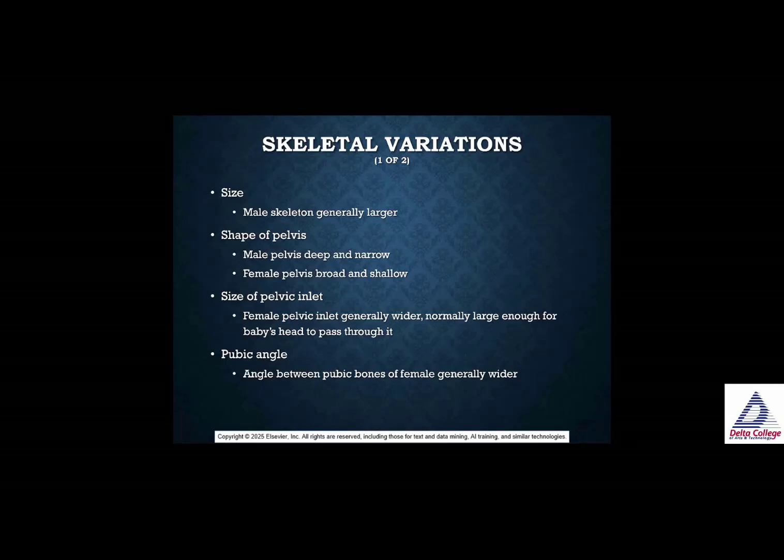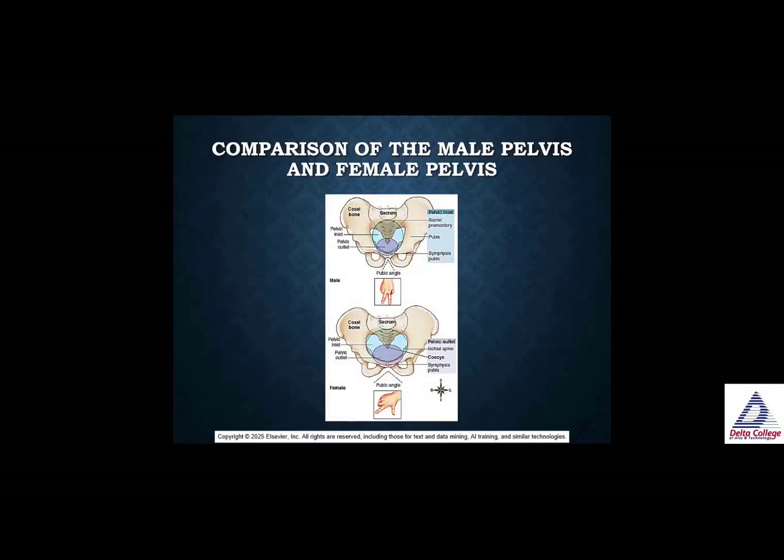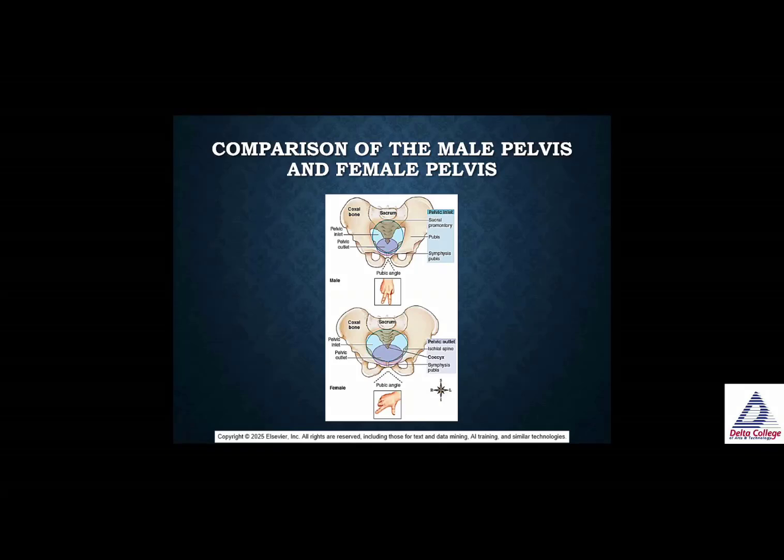The pubic angle, that's the angle between the pubic bones of the female, are generally wider as well. And this image shows you the male at the top, you see how narrow it is, very small circle. As you see the female, the pelvic outlet and inlet are both much larger. The pubic angle is larger. So that's how we can identify a male versus a female pelvis if we're just looking at bone structure.